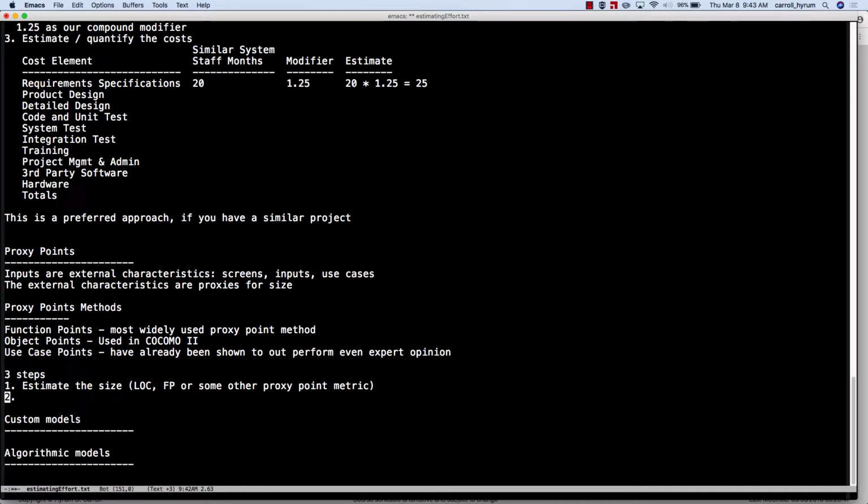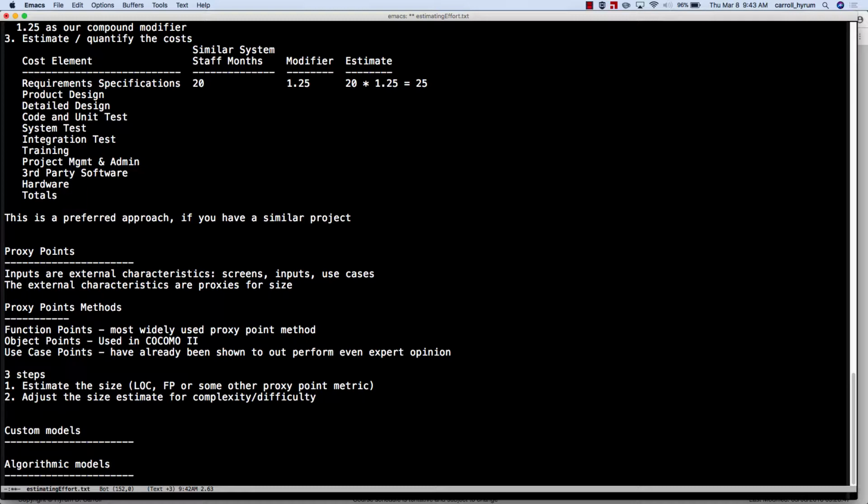Step 2 is then to adjust the size estimate for complexity. This should sound familiar with what we talked about last time, or difficulty. It's, hey, we recognize that there are differences and that we need to account for them, and so we're going to adjust them accordingly and be able to scale them to be able to get a better effort estimate.